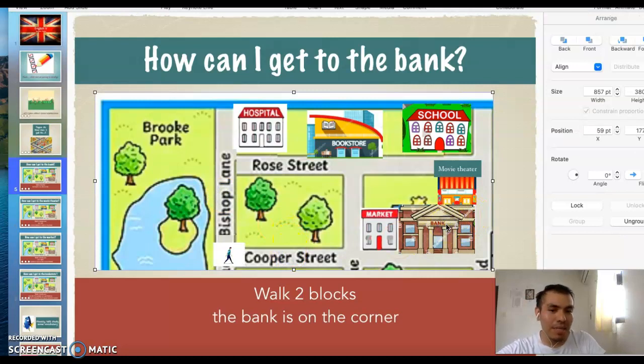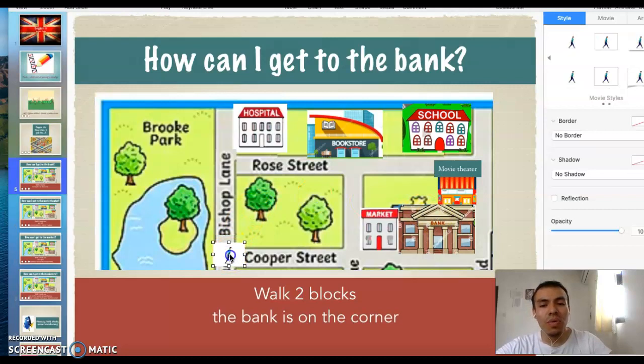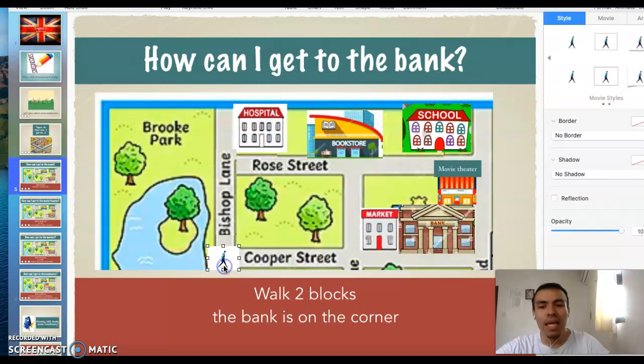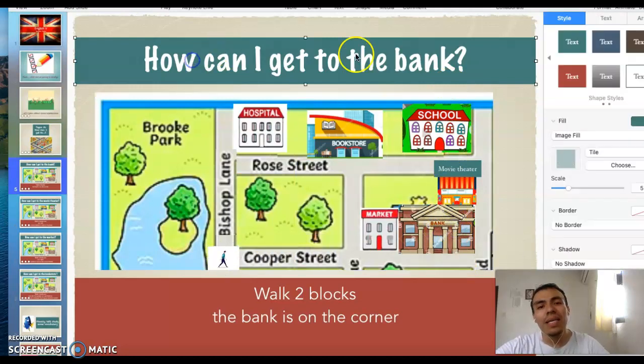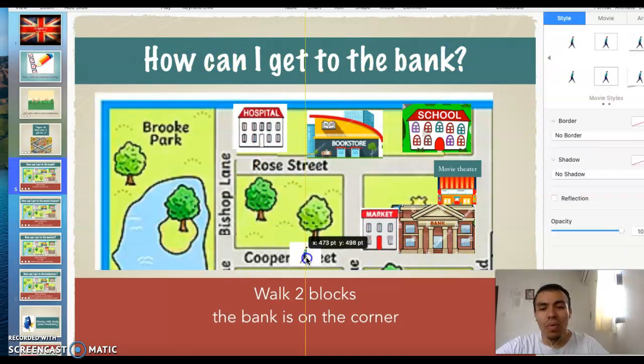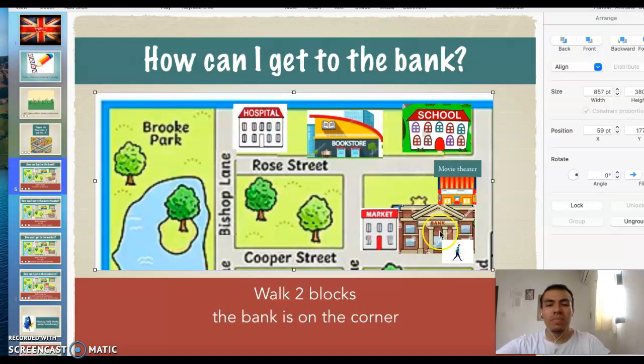The bank is here. In this situation, the person has to walk 2 blocks, okay, and the bank is on the corner, okay. Let's pay attention again. The person is here. How can I get to the bank? The bank is here. Walk 2 blocks, 1, 2 blocks, and the bank is on the corner. Okay, easy peasy.